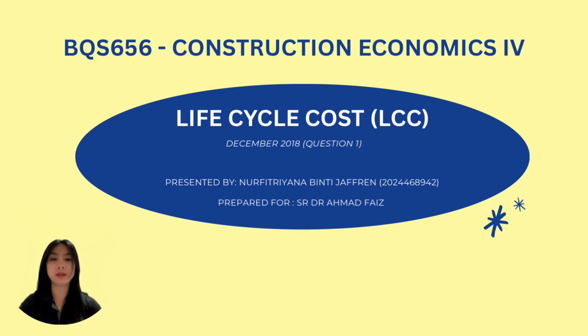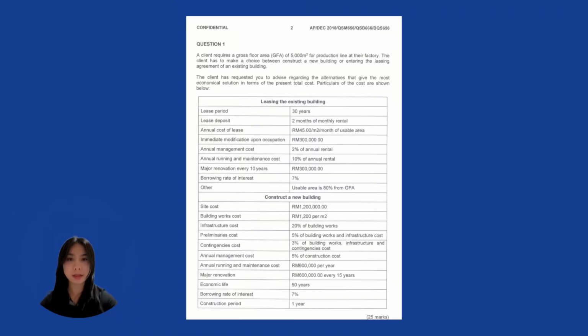So without further ado, let's begin with the question overview. For this question, the client requests a gross floor area of 5,000 square meters for a production line. The client has two alternatives. The first alternative is to lease an existing building, while the second alternative is to construct a new building.